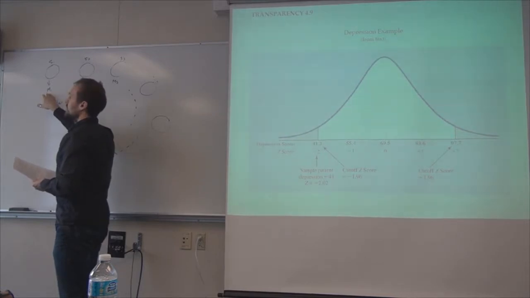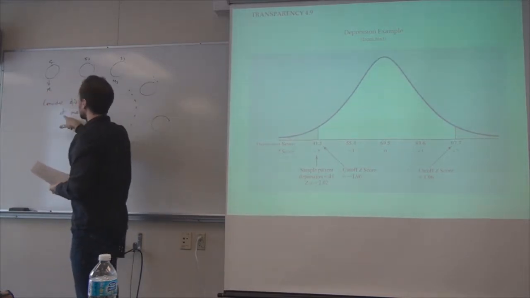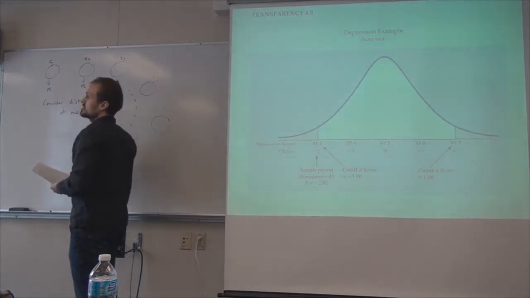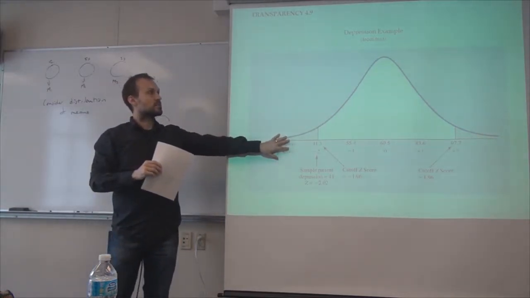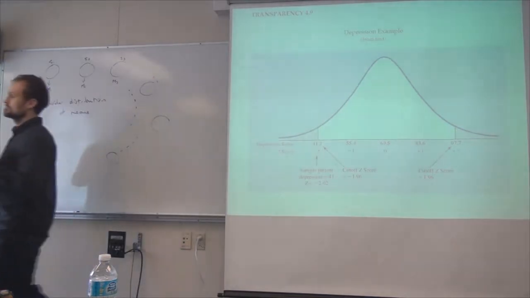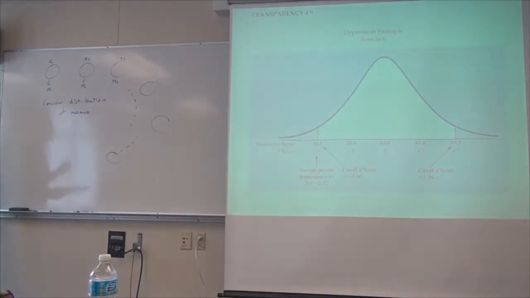In order for me to do that, I have to look at how all possible means are distributed. Which ones are likely? Which ones are not likely? What is that profile? It's not necessarily the same as the distribution of the individuals. Well, it's similar, but it's not the same.